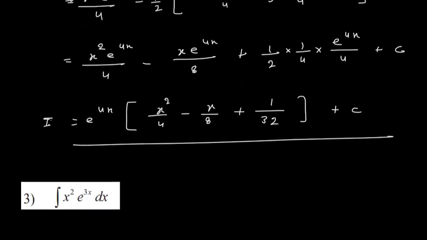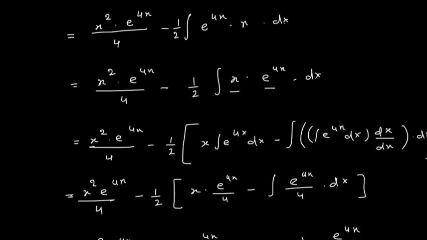Now here the next problem, x square into e power 3x dx. This problem and the problem which you just did are the same problem, the only difference is that there we had e power 4x. Here we have x square into e power 3x. So when you integrate e power 3x, it will be e power 3x divided by 3. That's it. So you can solve it by yourself. I will say that this is same as above.